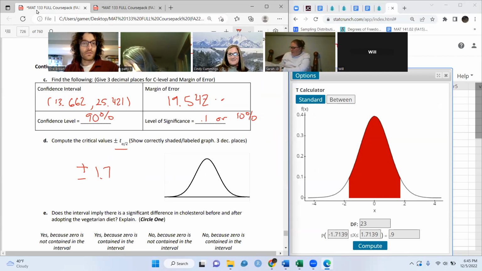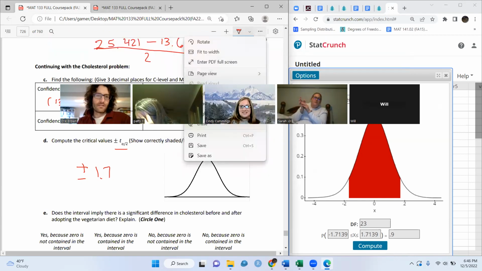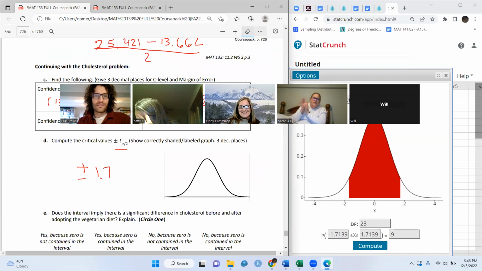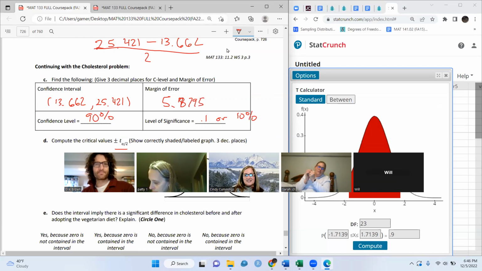Oh, 19.542 was from the previous page. I was so confused because I sure wasn't getting anywhere near that. Oops, that was the D bar. I clearly was remembering it wrong from this morning. 5 point 8795. 8795. Nice.